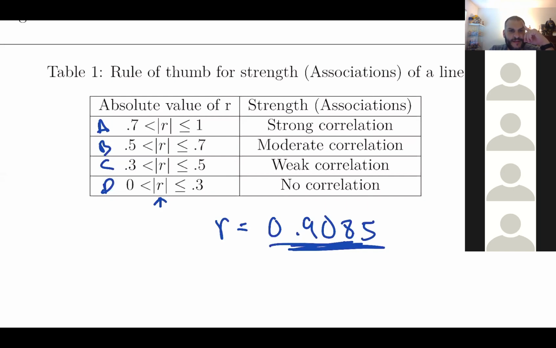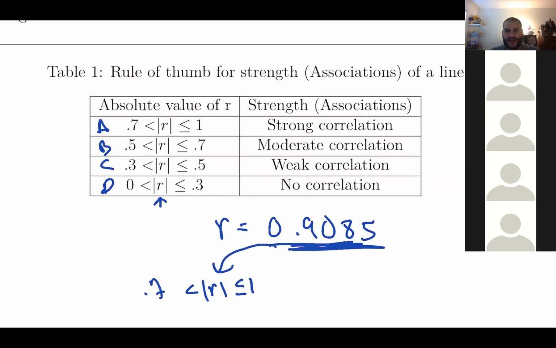Let's share this. All right, for the most part, most of you chose A, which is correct. Because if you look at it from 0.7 to 1, 0.9085 falls between those two values. So it pretty much gets sandwiched in between those two values.